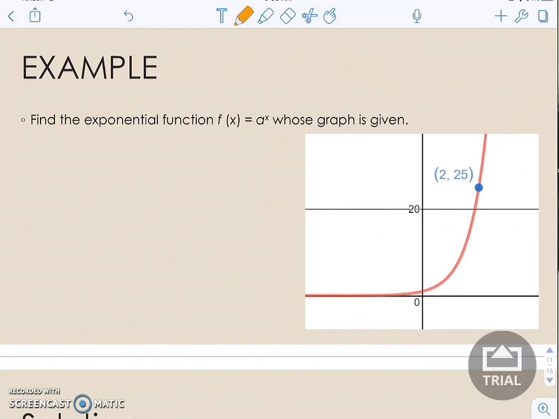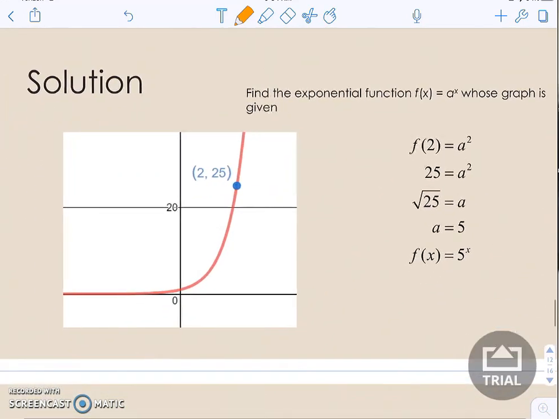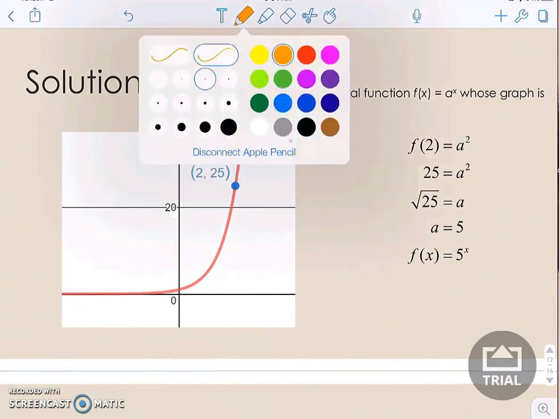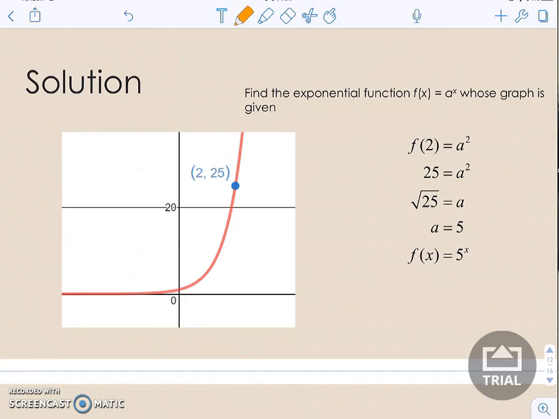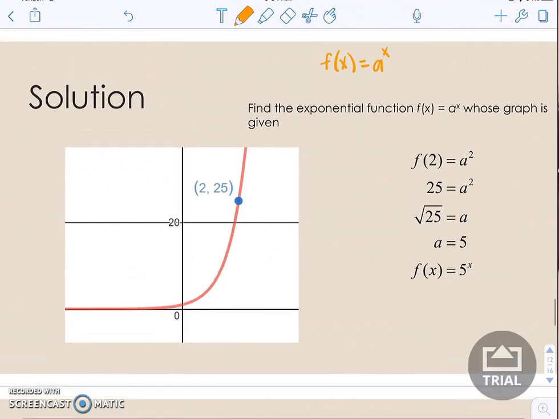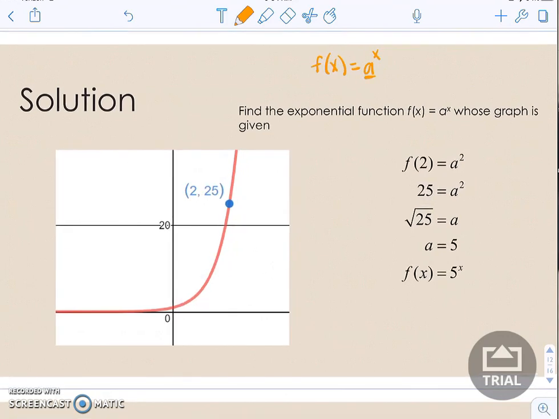So on this graph, you see an exponential function, and you are also given a point value. You are given the point (2, 25). So I want to talk about how we would actually go about finding that. Let's keep in mind that we know that an exponential function is written in the form of f of x is equal to a to the x. And ideally, we need to know what the value of our base is.